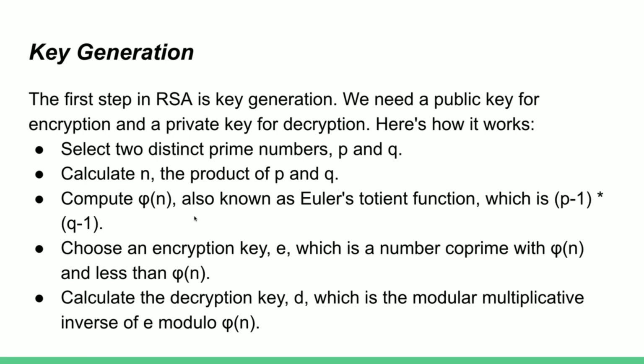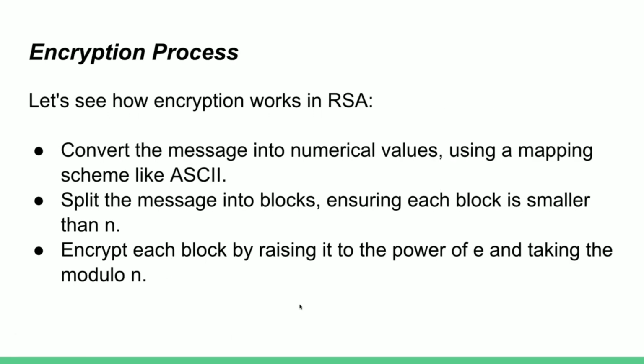Compute phi n, also known as Euler's totient function, which is (P-1) times (Q-1). Choose an encryption key E, which is a number co-prime with phi n and less than phi of n. Calculate the decryption key D, which is the modular multiplicative inverse of E modulo phi n.